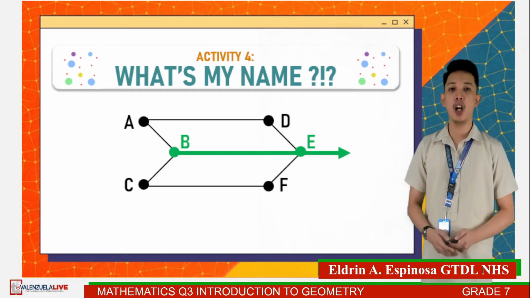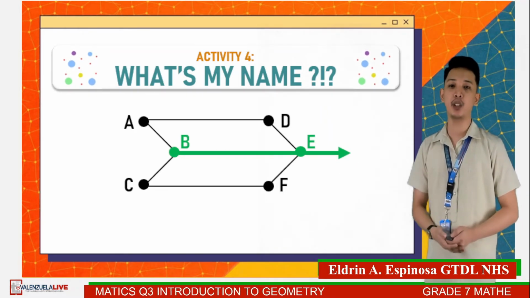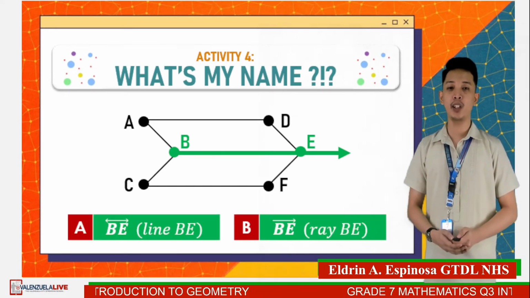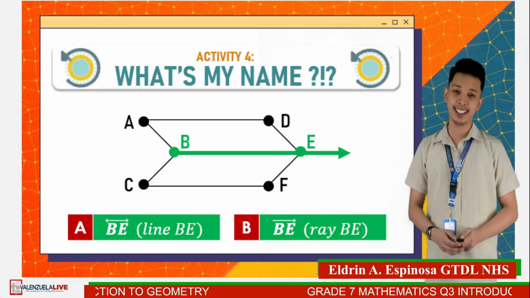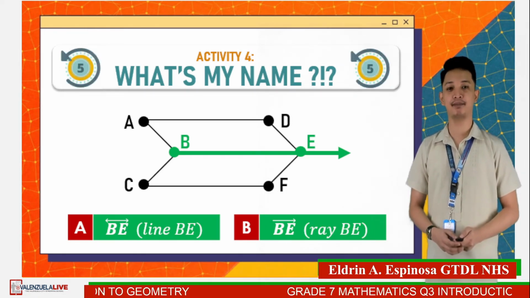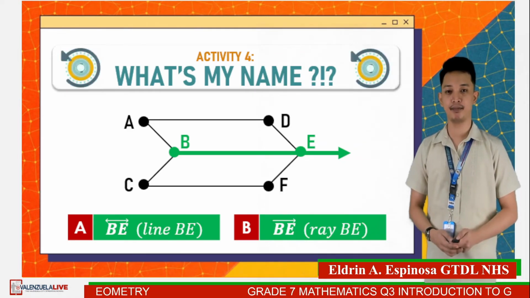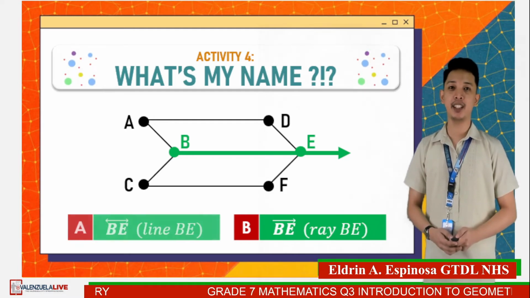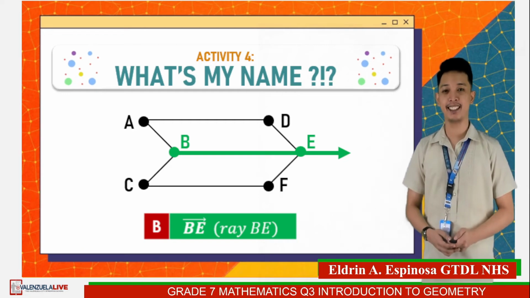Number 1. What must be the name of this highlighted geometric figure? Is it letter A, line BE, or is it letter B, ray BE? 5 seconds, go! Very good. The correct answer is B, ray BE.